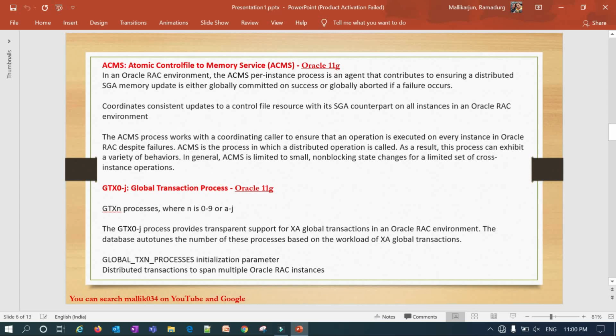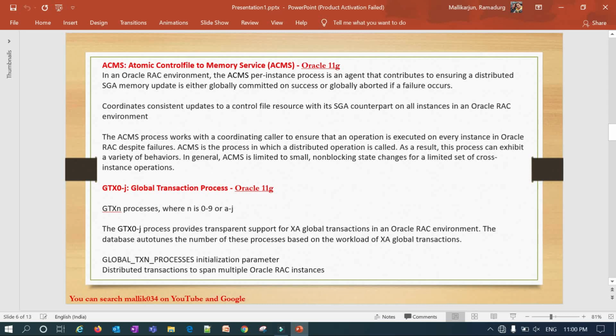What is an XA global transaction? It means a distributed transaction, which spans multiple RAC instances. If you submit any DML, DDL or query, and that should be distributed across all my cluster nodes, that is managed by my global transaction process. So the GTX process provides transparent support for XA global transactions in a RAC environment.